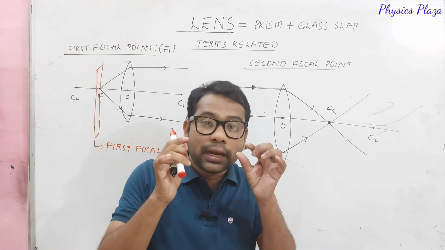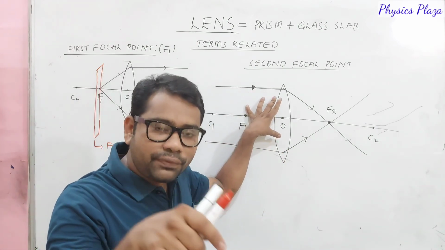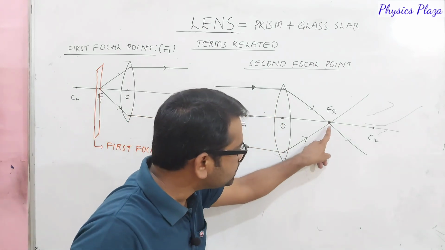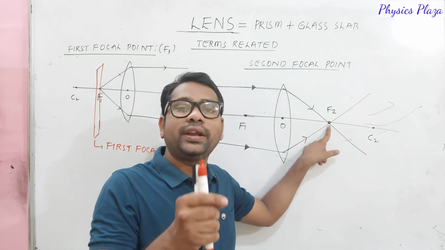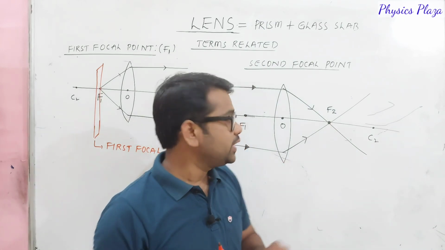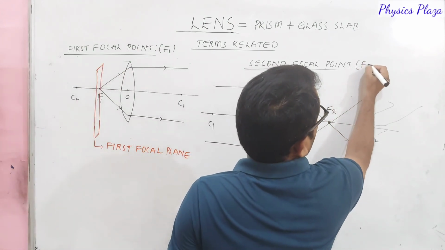Children, a parallel beam of light which is incident on a convex lens, after refraction is going to meet at a common point on the principal axis. That point where all the light rays meet after refraction is called the second focal point, F2.